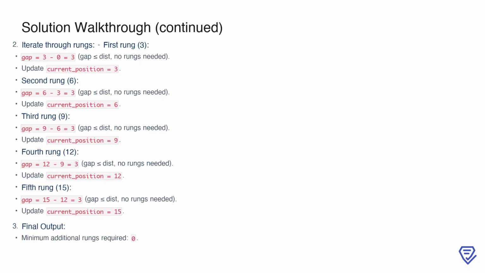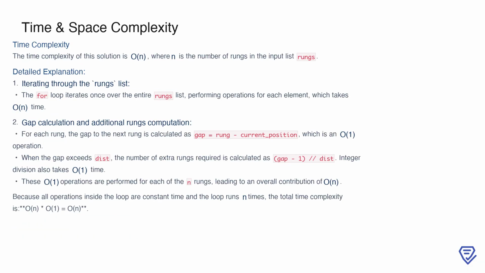The time complexity of this solution is O(n), where n represents the number of rungs in the input list rungs. This is because the algorithm processes each rung exactly once during the iteration. Specifically, the for loop iterates over the entire rungs list, performing operations for each element, which results in O(n) time. For every rung, the gap to the previous rung is calculated using the formula gap equals rung minus current position. This computation is an O(1) operation.